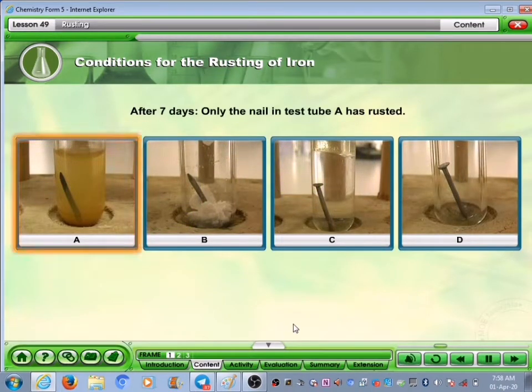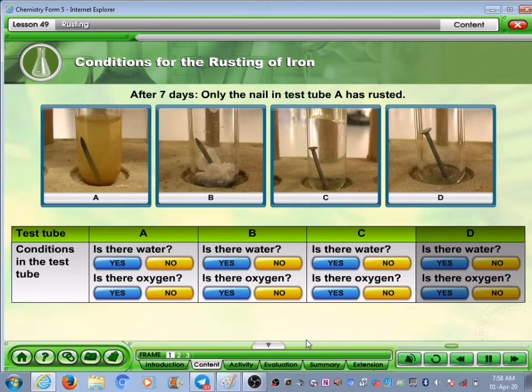Only the nail in test tube A has rusted. What causes the nail in test tube A to rust? To answer that question, let's first find out what conditions are there in each test tube.